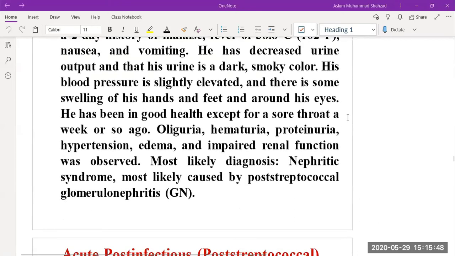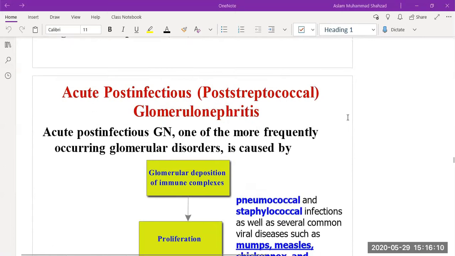Oliguria, hematuria, proteinuria, hypertension, edema, and impaired renal function were observed. The most likely diagnosis is nephritic syndrome, and the most likely cause is streptococcal glomerulonephritis. So what is acute post-infective post-streptococcal glomerulonephritis?